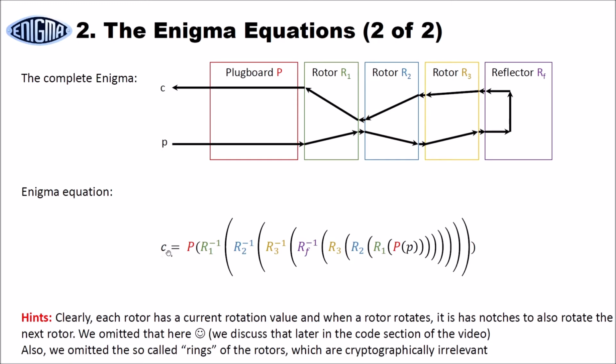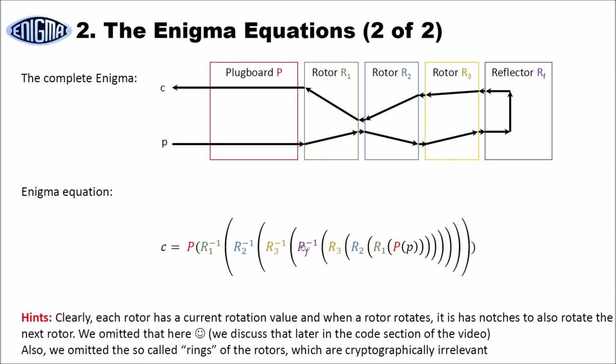Our ciphertext letter C is, and then we have this really big expression here. But as you can see, I colored these so that you see where these functions come from. And you have to go from the innermost function to the outer function. First, our letter goes through the plug board, then rotor 1, rotor 2, rotor 3.